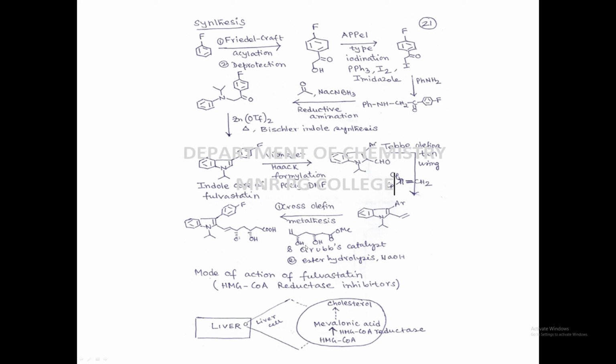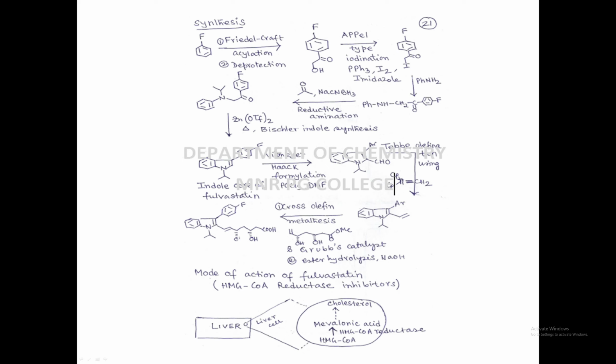We are not doing any asymmetric synthesis here. Directly we are bringing the chiral centers which are present in fluorostatin. Now what is the mode of action of this fluorostatin? Again this is an example of an enzyme inhibitor. This is an HMG-CoA reductase inhibitor, and now let us see how it is lowering the cholesterol.